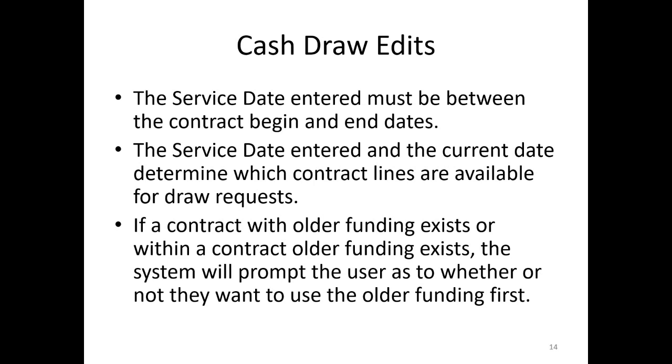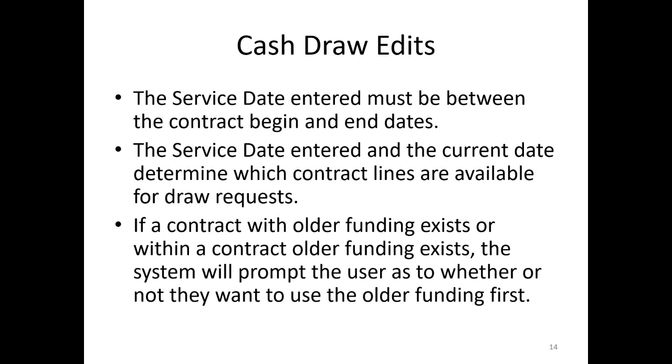Service dates we've talked about need to be between the contract begin and end dates, obviously, because the service date related to the good or service when it's received needs to be within that contract period, and that service date that you enter, again, will dictate which funding lines or PO lines within your contract are available for you to initiate a draw request based on the characteristics of the underlying grant funding.